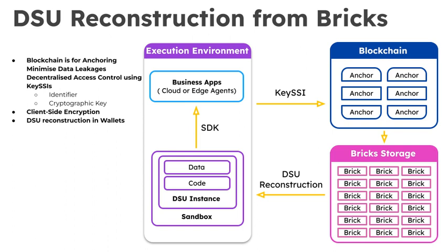In this diagram, we highlight three key conceptual elements: a runtime environment for business applications, also known as the DSU reconstruction environment, a blockchain component for on-chain storage of DSU anchors, and an off-chain data storage component in the form of bricks. Bricks can be thought of as encrypted data, which are referenced by a digital fingerprint, known as a hash or hash link, and cannot be used without the corresponding decryption key. This makes them safe to expose on the internet without significant security risks.